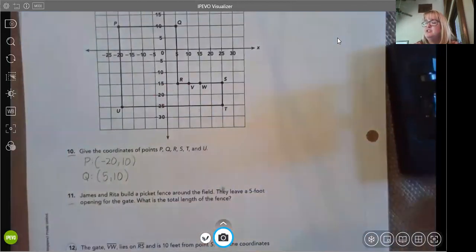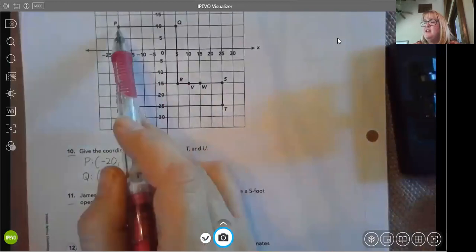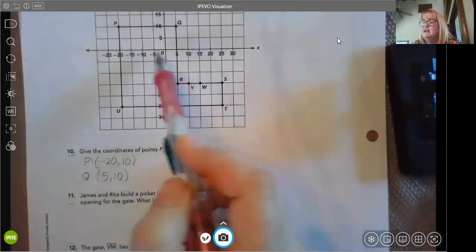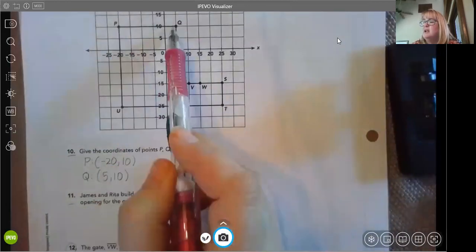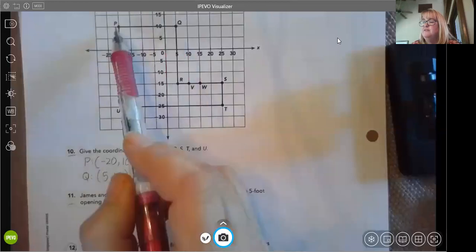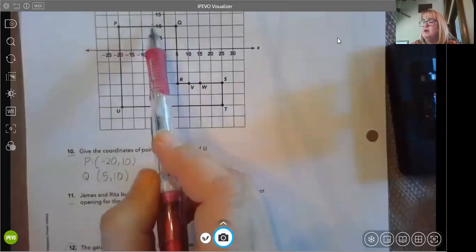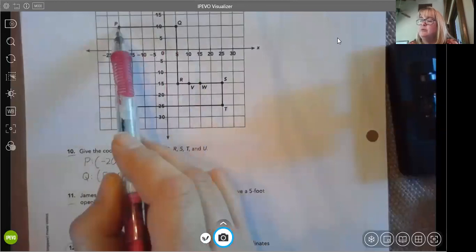And one thing I want to caution you about when you're counting how many feet, each of these is 5 feet. So PQ, we're going to count by 5s. 5, 10, 15, 20, 25. So this is 25 feet.